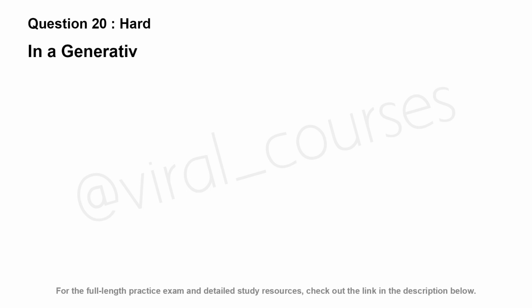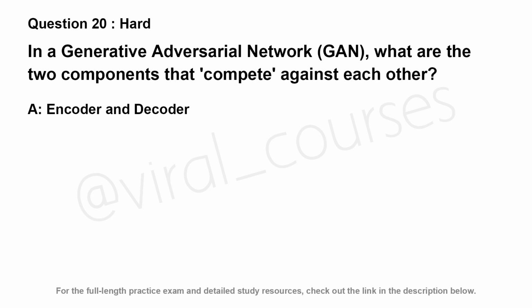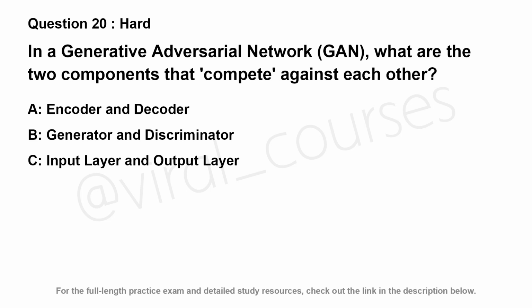In a generative adversarial network, GAN, what are the two components that compete against each other? Option A. Encoder and decoder. Option B. Generator and discriminator. Option C. Input layer and output layer. Option D. CNN and RNN.